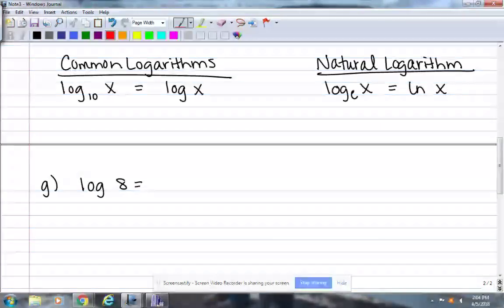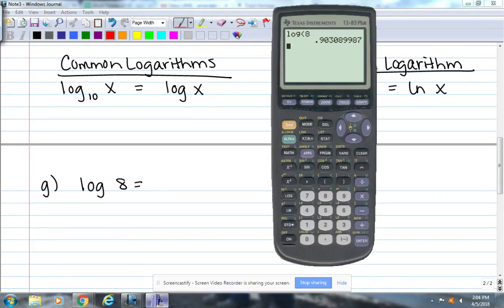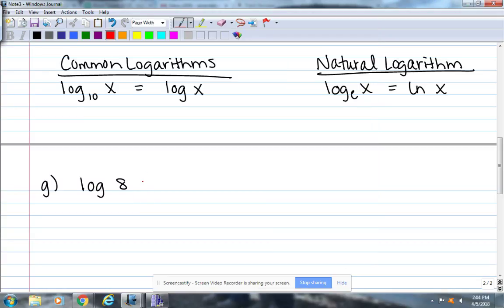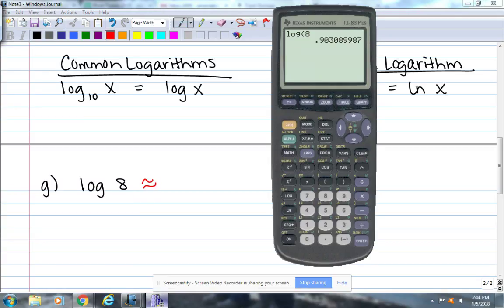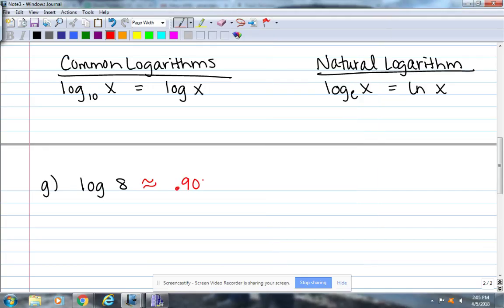All we have to do is round that to about 4 decimal places. And I'm going to use approximately instead of an equal sign because we're rounding. 0.9031. And you can check it. If you take 10 and raise it to this power, you should get close to 8. I'll say approximately because it's going to be 8 point something, or it might be 7.99 something. But you can check it by doing 10 to this power, which should be something close to 8.